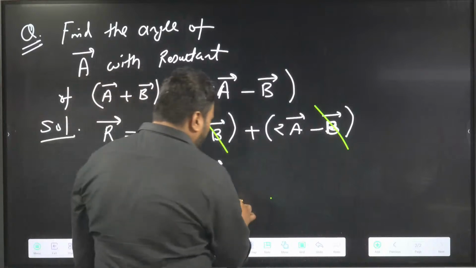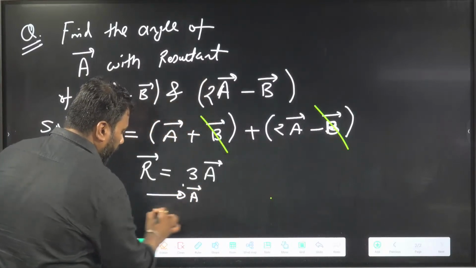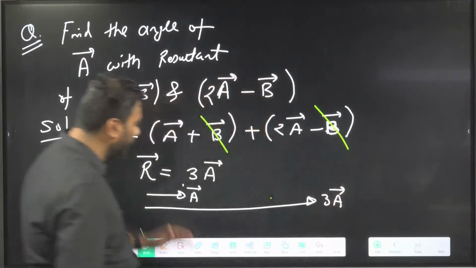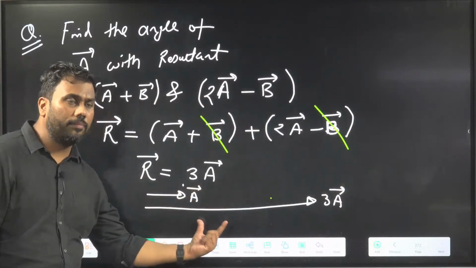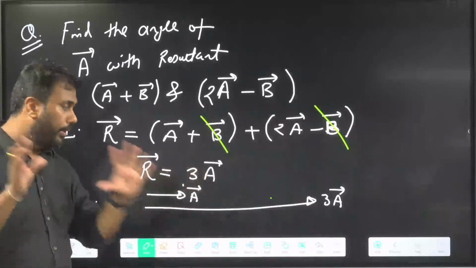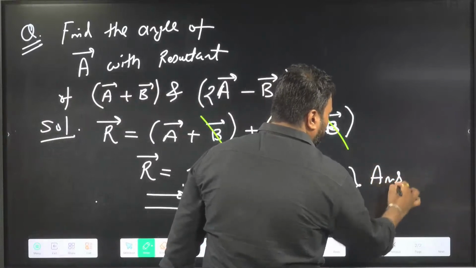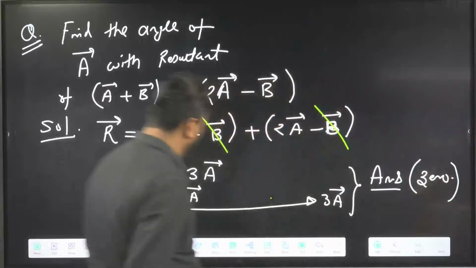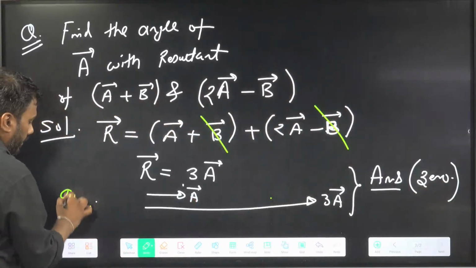3 times A vector means just a vector which is triple the length of A vector. If this is your A vector, then 3A vector is a vector which is just triple the length. The length is tripled, but the direction is the same. The direction of A vector and 3A vector will be the same. Hence, by this observation, I can say the answer is 0. The angle between A and 3A is 0.